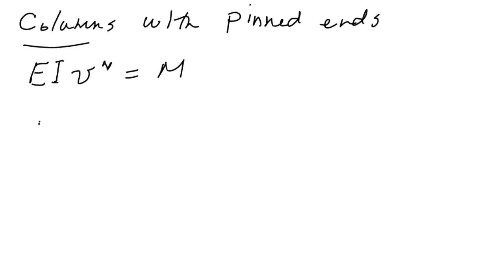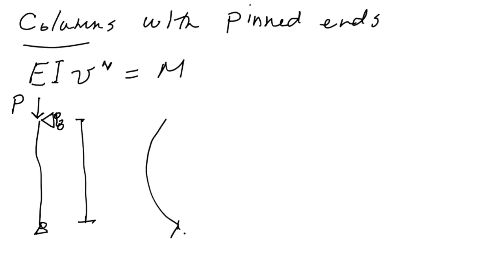Now, if you look at a column, it's just a beam stood up on its end. So you would expect that this differential equation would apply in the context of column buckling, and I'm going to show you how it does, with a slight variation. Okay, so we have length L, and then we deflect into some deformed configuration, like this.